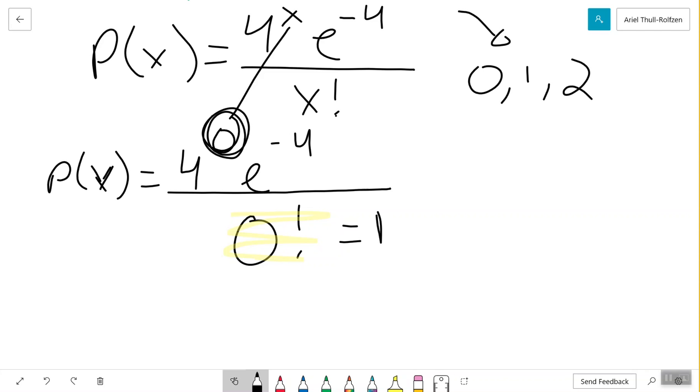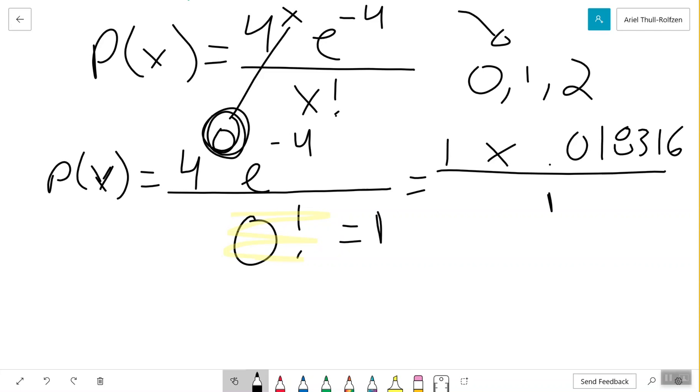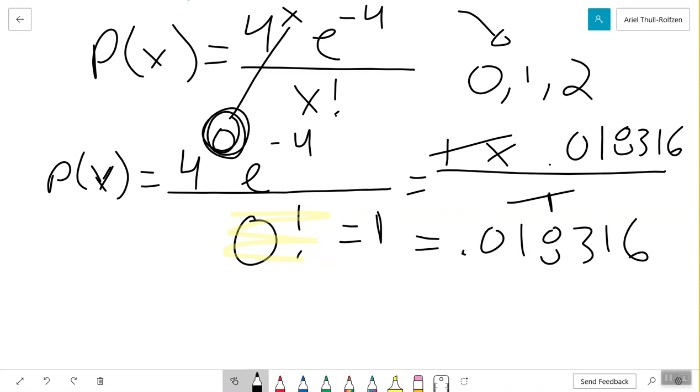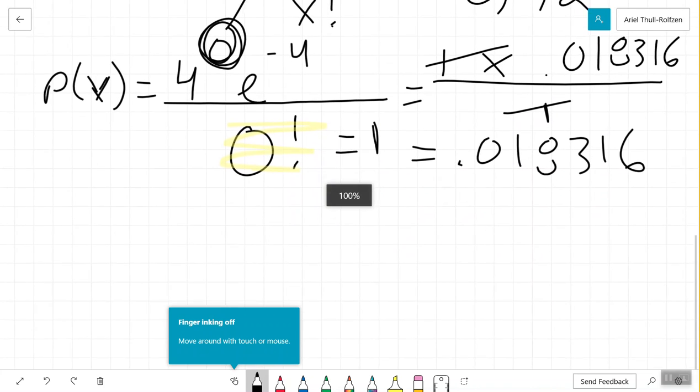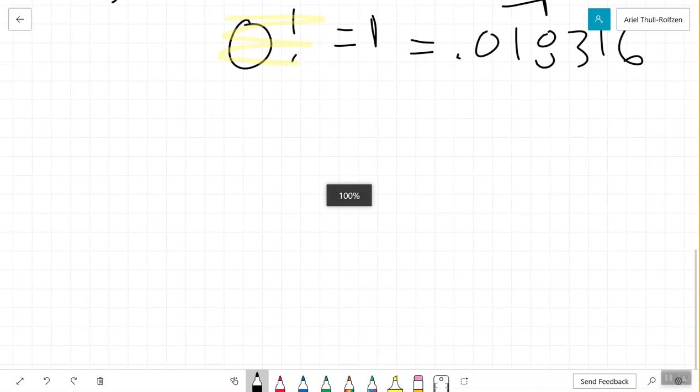So I can evaluate it. I can say, okay, 4 to the power of 0 is 1 times e to the negative 4 is going to be 0.018316, and I'm dividing all of this by 1. So really, I can cancel out the 1s and say that this equals 0.018316. I just went through the first one. So now we're going to do the second one.